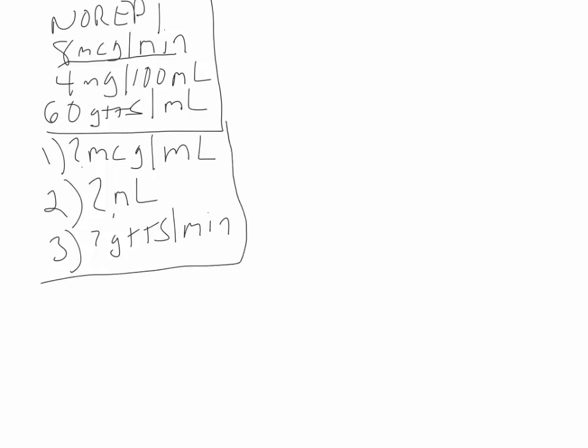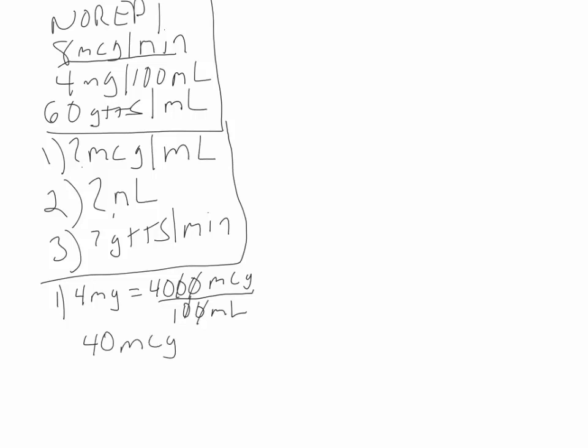Okay, so number 1. We have 4 milligrams, which equals 4,000 micrograms, and we're going to divide that by 100 milliliters. Cross out zeros, and that leaves us with 40 micrograms per milliliter. So we're going to take that and go to step 2.